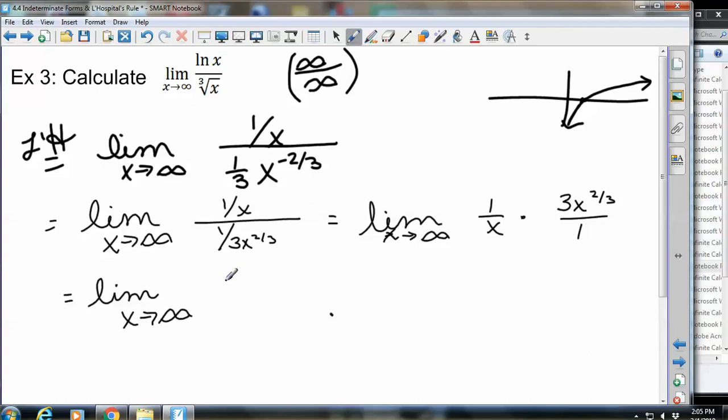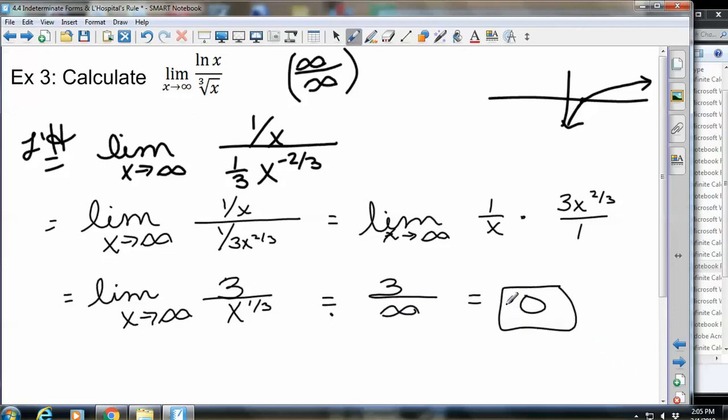Okay, so if we simplify this, if you have x's on both top and bottom, you can subtract their exponents. So we end with 3 over x to the 1/3. So if x is going to infinity, that's 3 over infinity, which is 0.